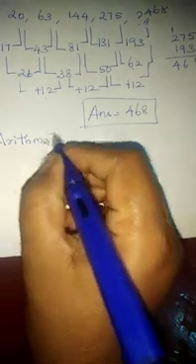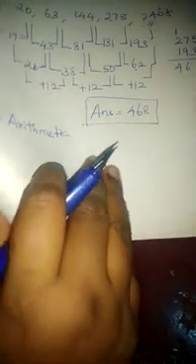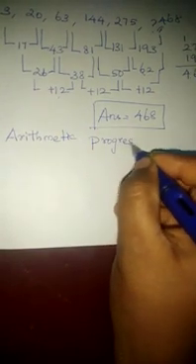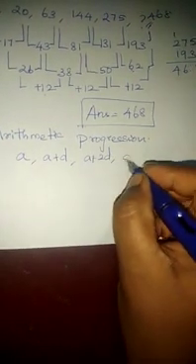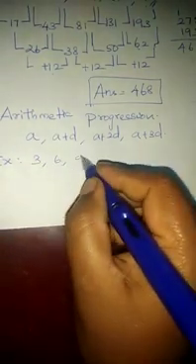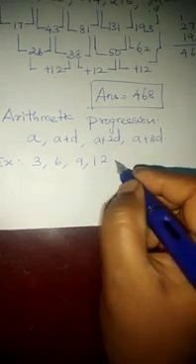Arithmetic progression. Arithmetic progression is nothing but a sequence of numbers like this: a, a plus d, a plus 2d, a plus 3d. This is called an arithmetic progression. For example, take the sequence 3, 6, 9, 12 and so on.